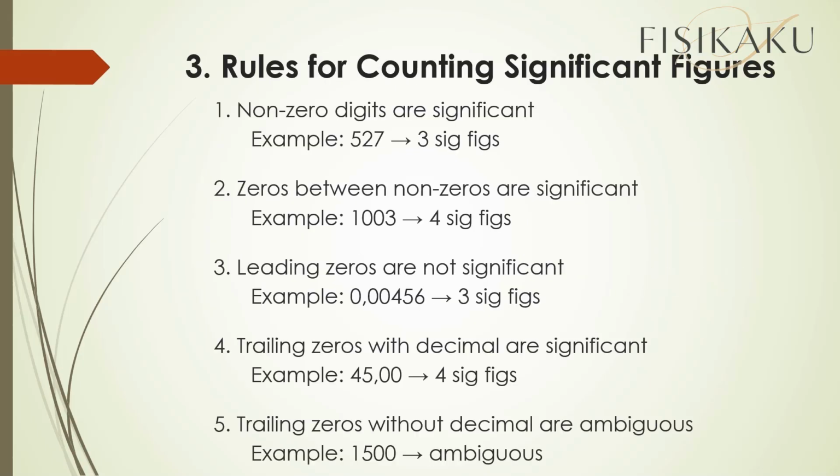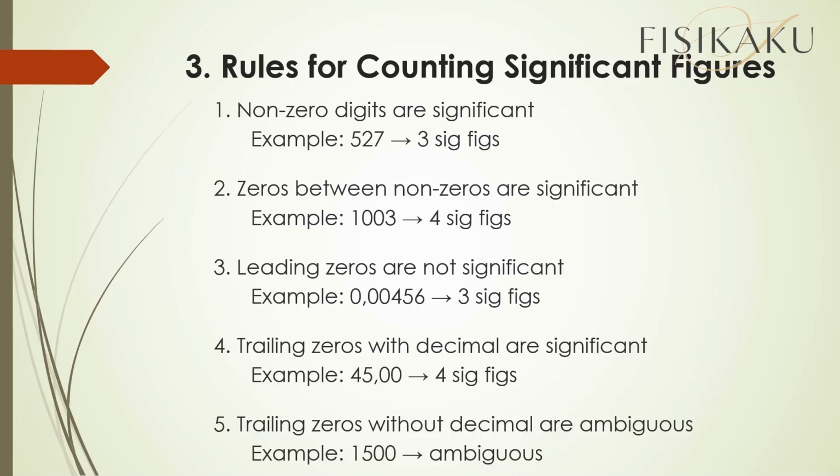3. Rules for counting significant figures. Let's go through the rules one by one. Rule 1. All non-zero digits are always significant. For example, the number 527 has 3 significant figures. Rule 2. Zeros between non-zero digits are significant. For example, 1003 has 4 significant figures. Rule 3. Leading zeros are not significant. They only serve as placeholders.